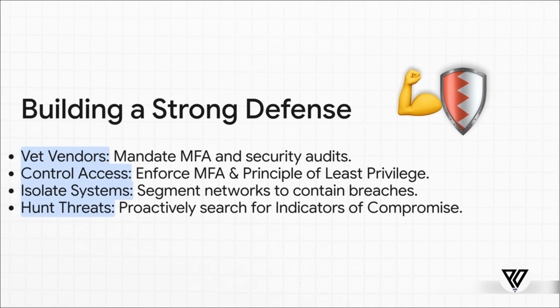2. Lock down access. Enforce MFA everywhere and give people and vendors only the absolute minimum access they need to do their job. 3. Isolate your systems. Segment your network so that even if an attacker gets into one place, they can't get everywhere. And 4, actively hunt for threats instead of just sitting back and waiting for alarms to go off.